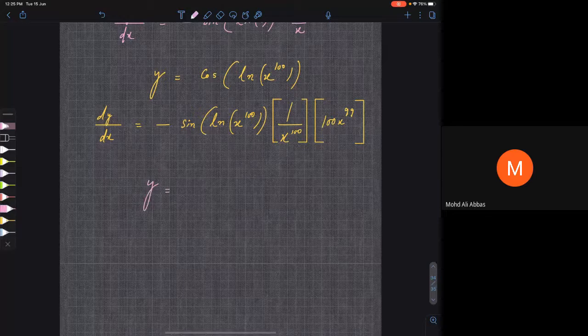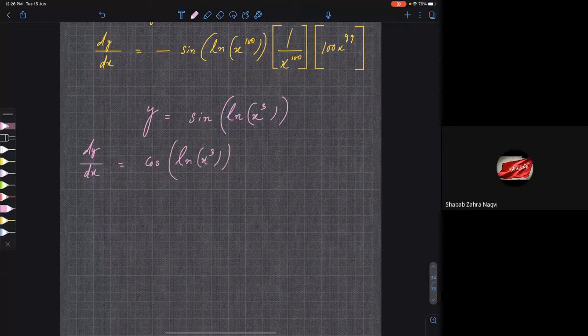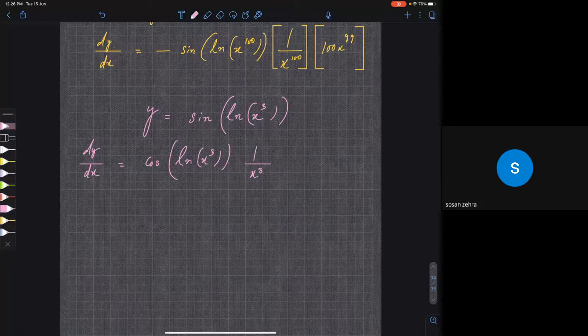y equals sine of, tell me something, log of x power 3. Okay, a similar kind of example, you will understand. Now tell me what is dy by dx. This is also a function of a function of a function. Cos of log of x cube, into 1 by x cube, into 3x square.